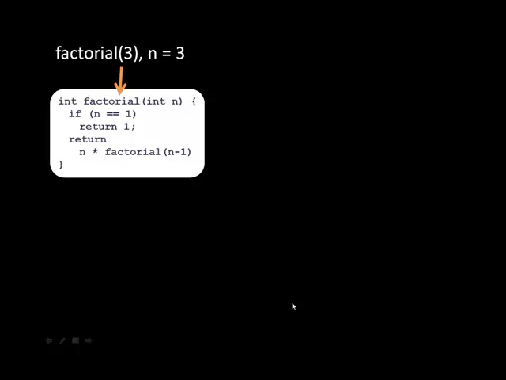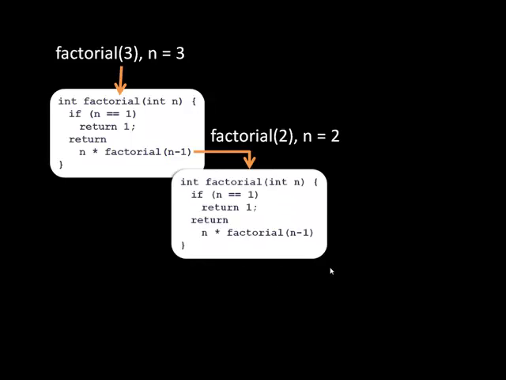Let us go under the hood and see how it all works. Consider a call to factorial 3. This starts an instance of the function. Since n is not 1, execution reaches the line return n times factorial n minus 1, and hence a recursive call occurs to factorial 2. Note that this is a completely different instance of the factorial function. Its variable n, although having the same name as the previous instance, is completely different.